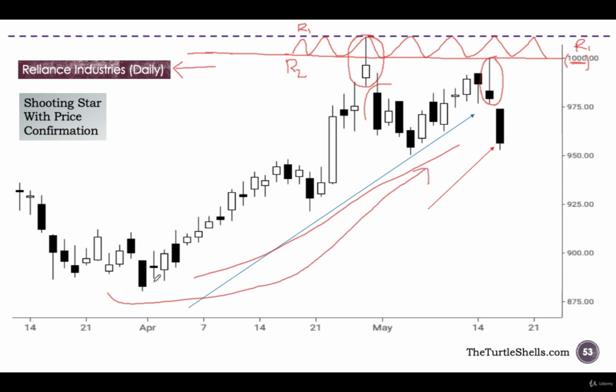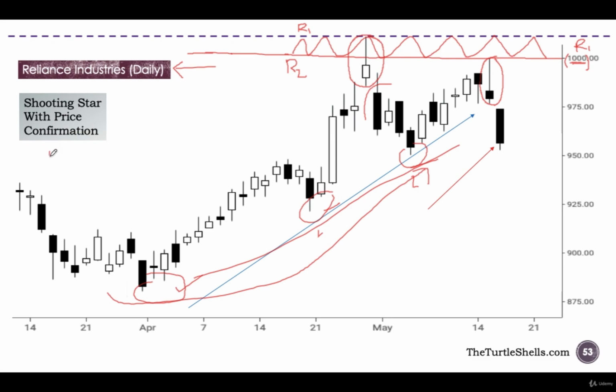Okay, so the market is making higher lows here. These are lows, so these are higher lows here, 1 and 2. So it's a nice uptrend. When the market is making higher highs and higher lows, that is called a clearly defined uptrend. Okay? So after a nice uptrend, we saw some stalling at that 1000 level, then the shooting star.